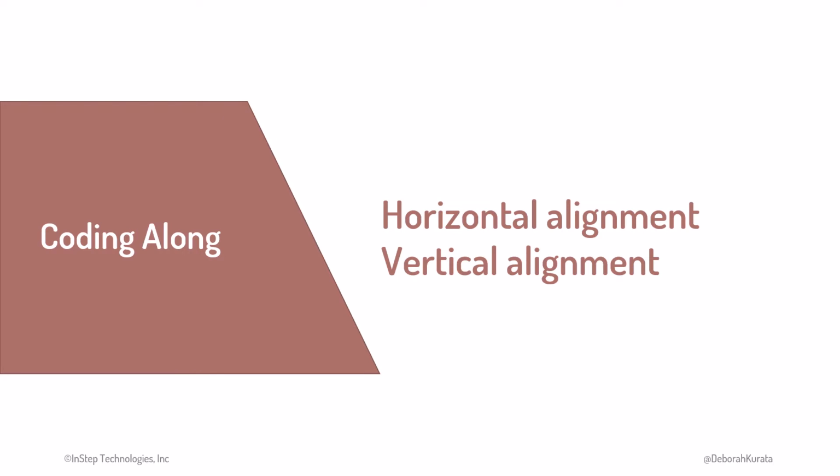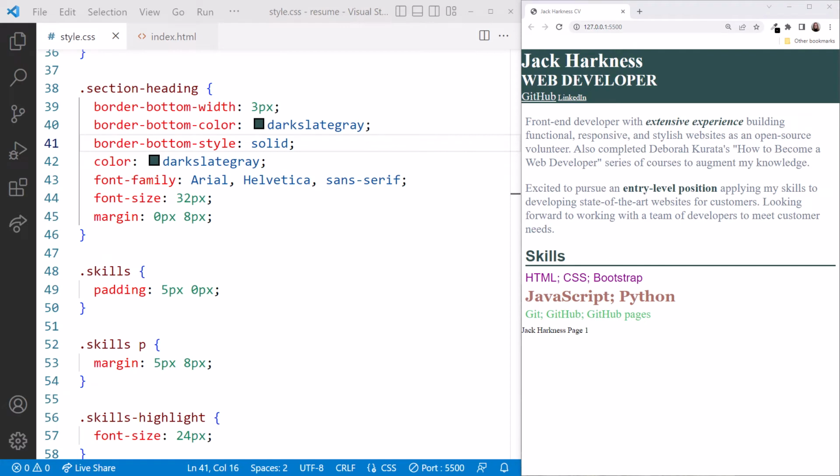We'll use horizontal alignment on the header of our resume, and we'll add an image, which is an inline element, to demonstrate vertical alignment. I have VS Code here on the left with the resume folder open, our two files ready to edit, and Live Server running. The browser is displayed on the right. Let's center the text in our page header.